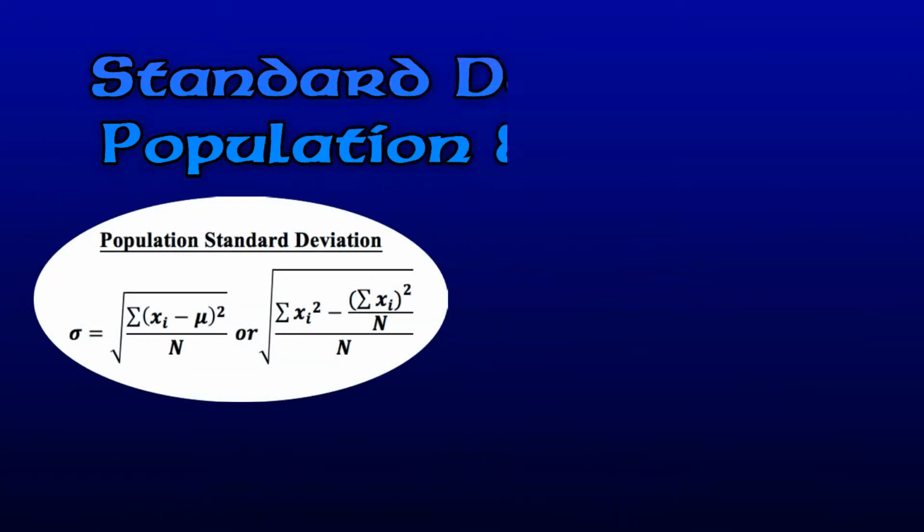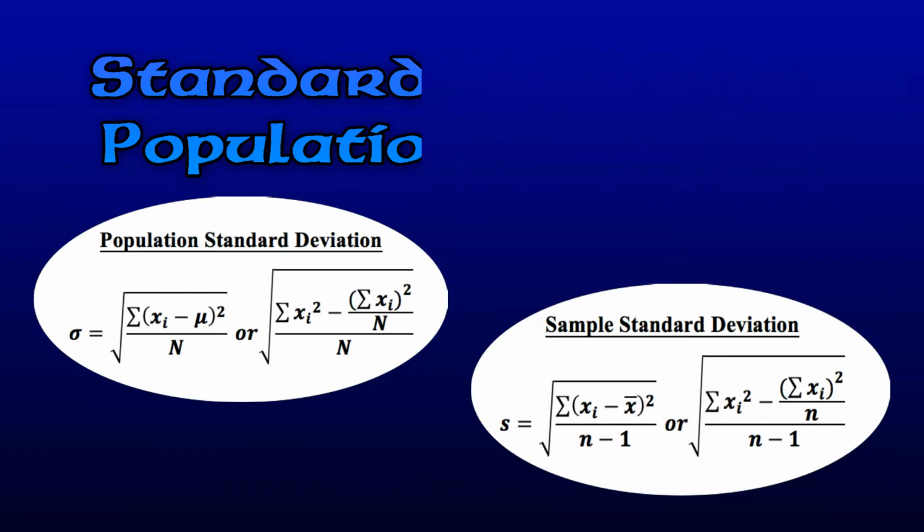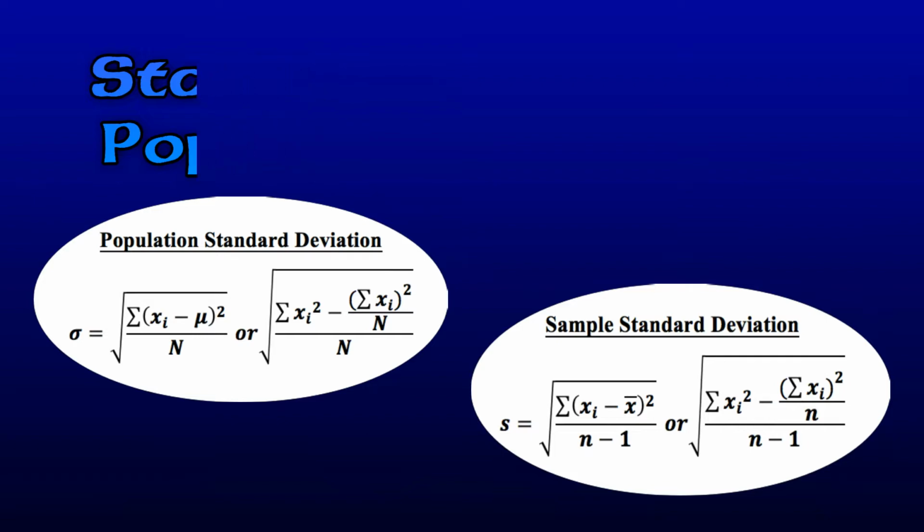So now we're ready to calculate the standard deviation. Here are the formulas for both population and sample standard deviation. There are several ways to write the formulas for calculating these, and they all give the same results. The first formula in each inset is probably the easiest to understand, and that's what we'll be using.